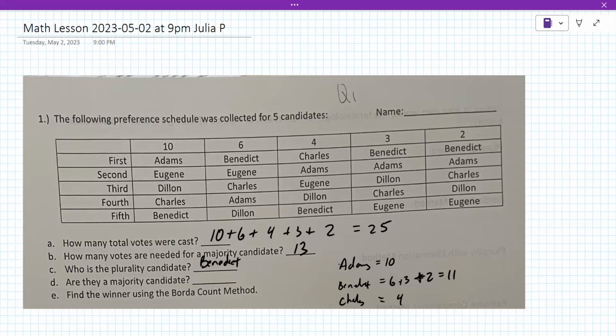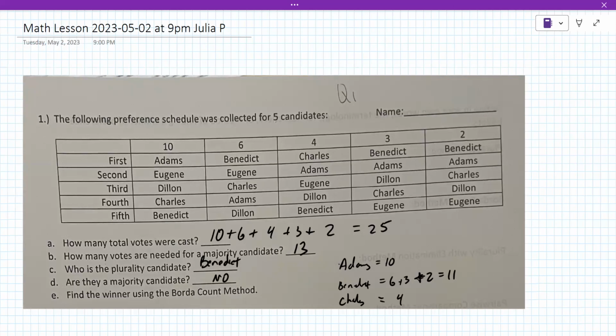So the next one is, are they a majority candidate? Basically, they're asking, is 11 enough to get a majority? And the answer is no, they are not. It's not 13. So that's no good. In terms of if you wanted a majority candidate, you don't get that, but you do get a plurality candidate.